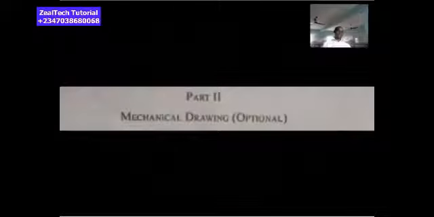Now, section B, part 2, we're now dealing with mechanical drawing. Therefore, let us go in. For those of you who will answer mechanical drawing, these questions belong to you.